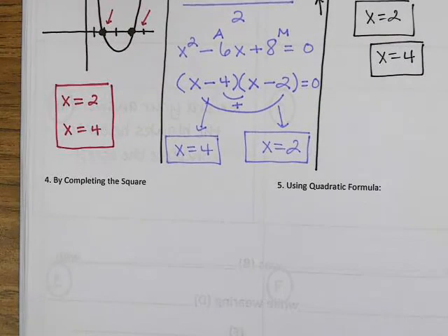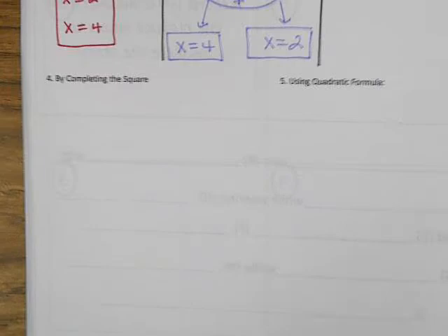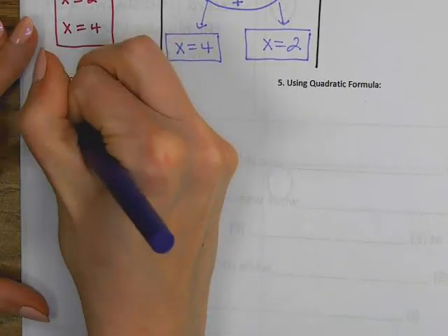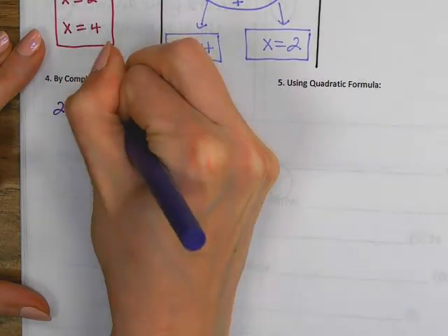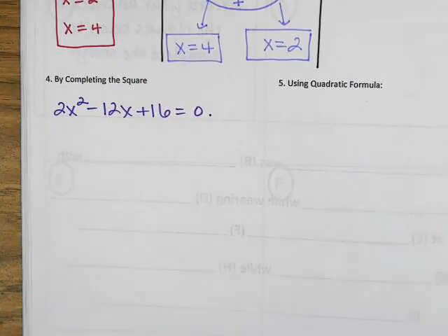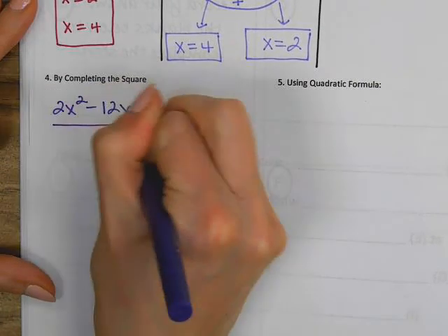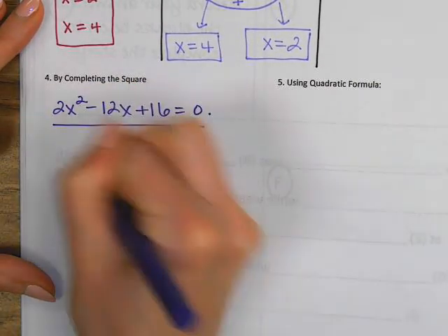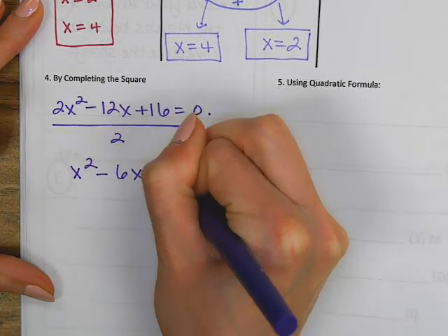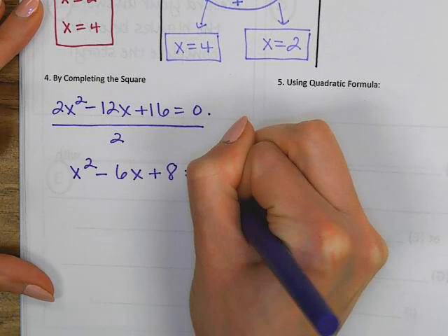Okay, solve by completing the square. So completing the square, I'm going to rewrite it. 2x squared minus 12x plus 16 equals 0. So let's divide everything by 2 first, because we have a GCF of 2. So it's x squared minus 6x plus 8 equals 0.